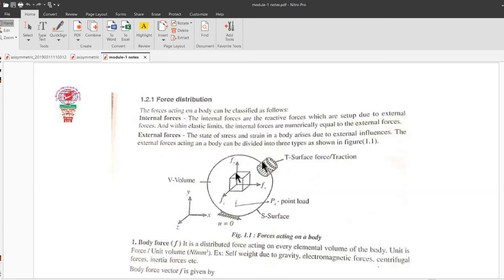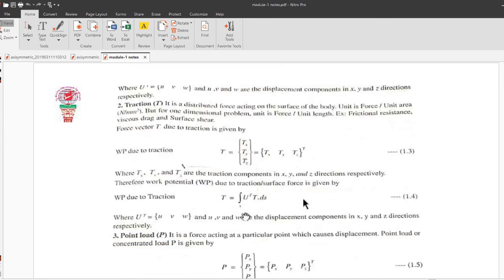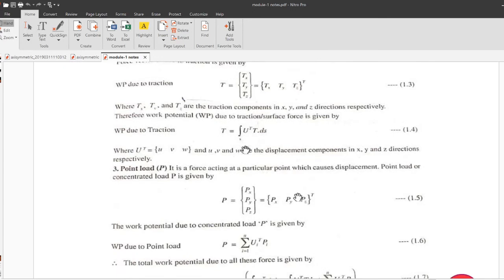Is it clear? What is the last force we discussed? Point force, not potential energy. So what does point force mean? P is a force acting on a particular point with negligible area. Therefore, the point forces along x, y, z are Px, Py, Pz. The work potential becomes the sum of u into Pi, where i stands for the number of points acting, like P1, P2, P3, P4, and so on.